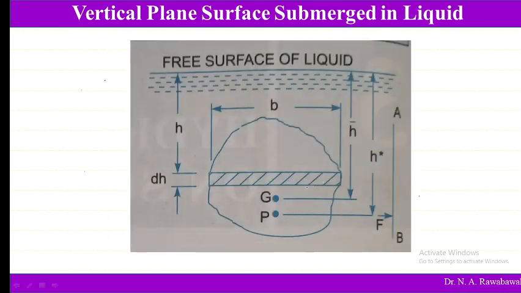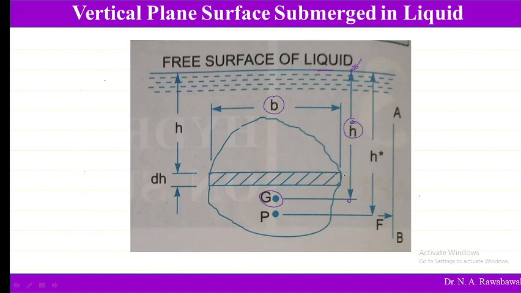Let us consider one plane surface, that is, this total surface is a plane surface having width b. B is the width of the surface, and this surface has center of gravity G, which is at a distance of h bar from the free surface of liquid. This is the free surface, the topmost position of the liquid. So h bar is the distance of the center of gravity of the surface from the free surface.